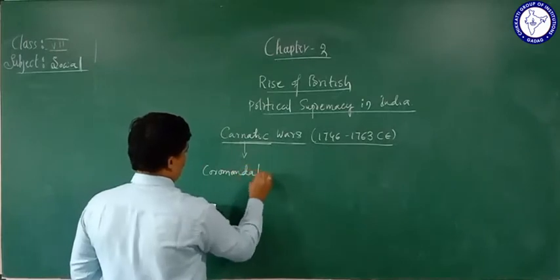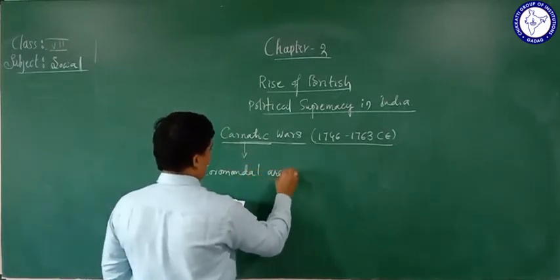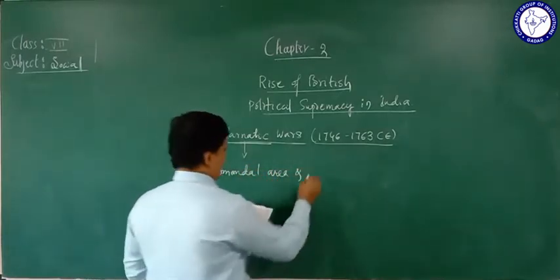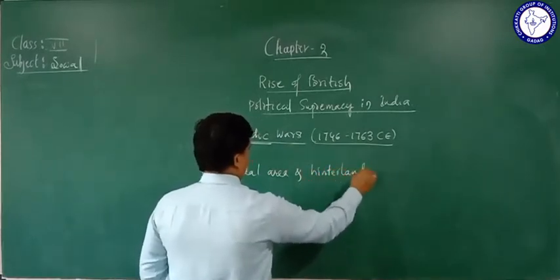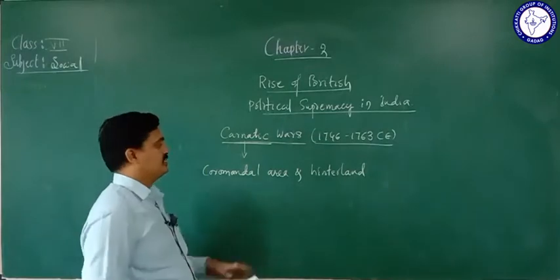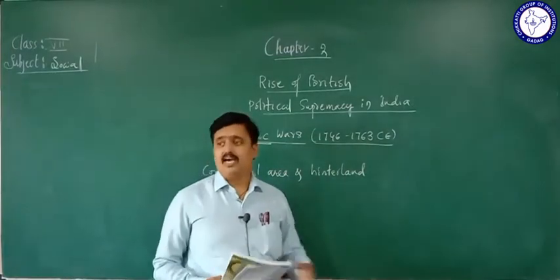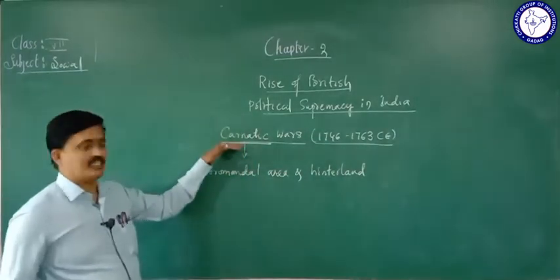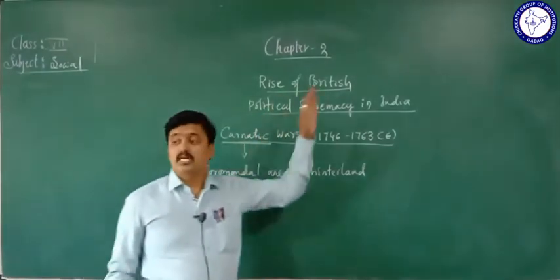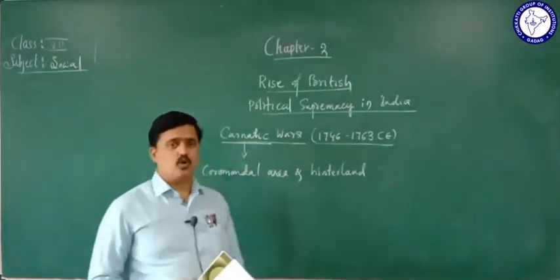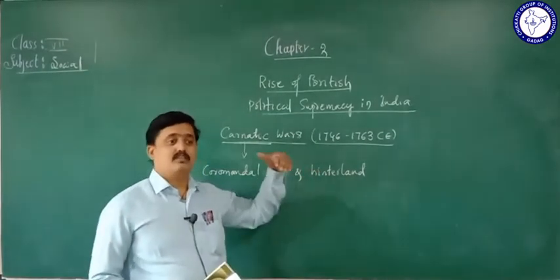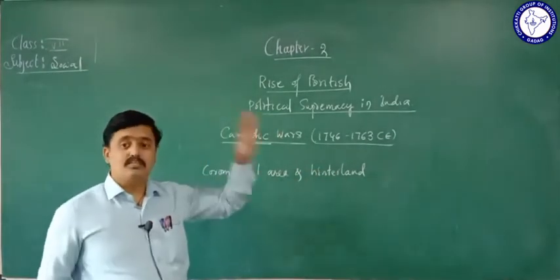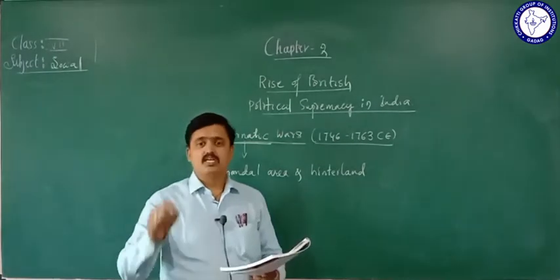The Coromandel area and hinterland were called Carnatic. By whom? By the British. The British called the Coromandel area and hinterland Carnatic.